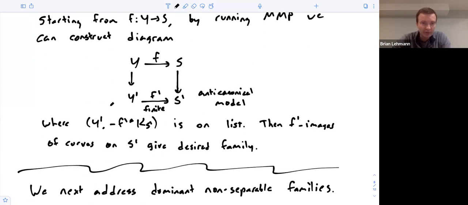So once we have a constrained list of possibilities for Y prime, you just take some rational curves here and take their images on S prime, and that will be a family with 2 large dimensions.